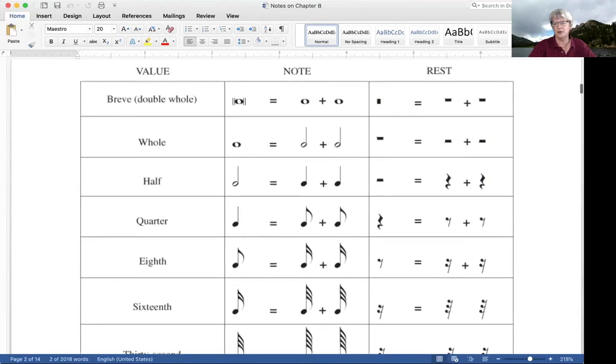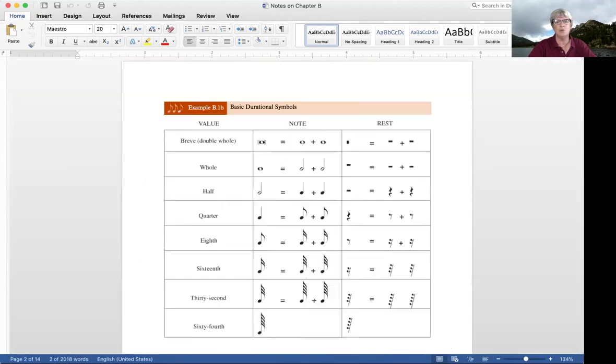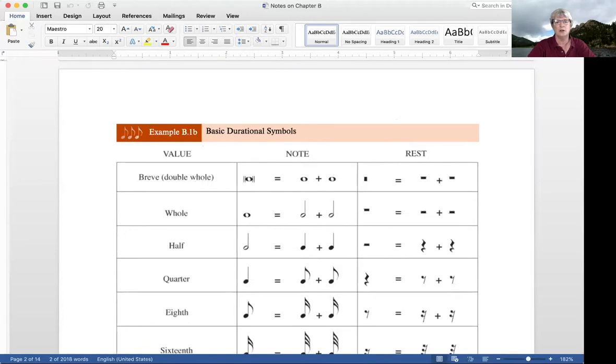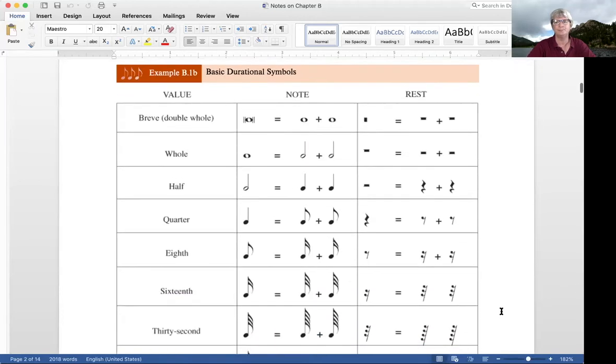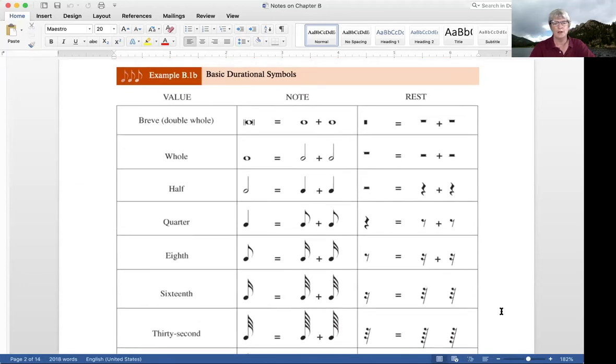Okay, so let's take a look at example B.1b. This table shows you basic durational symbols. The left column gives you the name of the duration. Then we show you the note and then the rest equivalent. These should be familiar to you.